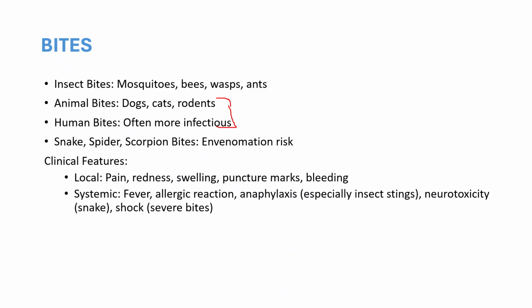The Viperidae can cause hematotoxic effects and also local reactions, and the other one is neurotoxic. Local reactions are more common with the viper family. There is pain, redness, swelling, puncture marks, and bleeding. There are systemic findings also, like fever, allergic reaction, anaphylaxis, especially in insect stings and scorpion bite.